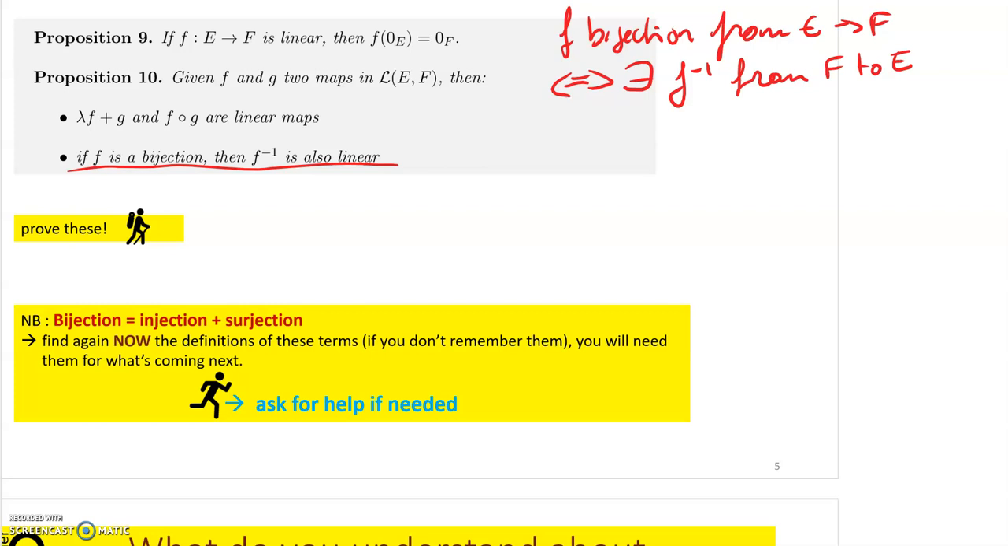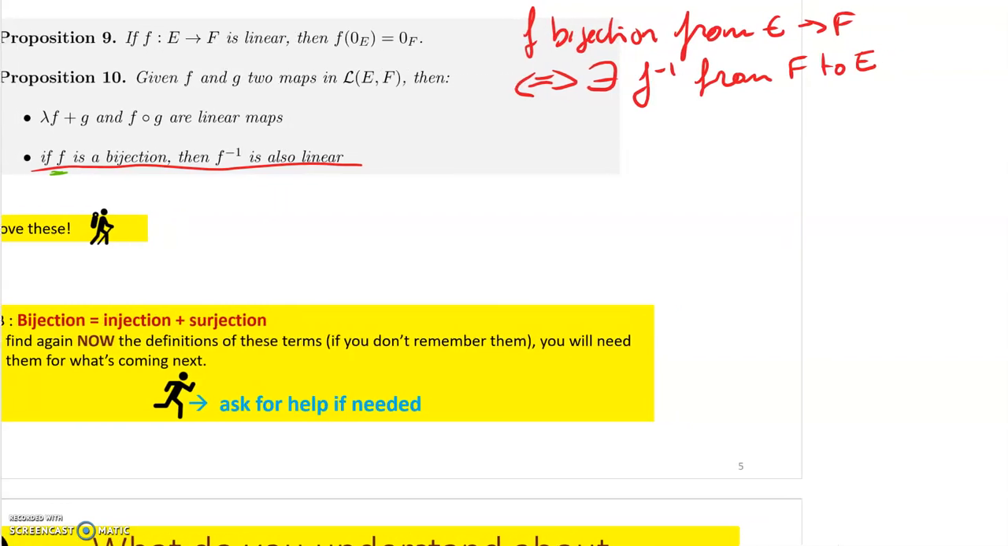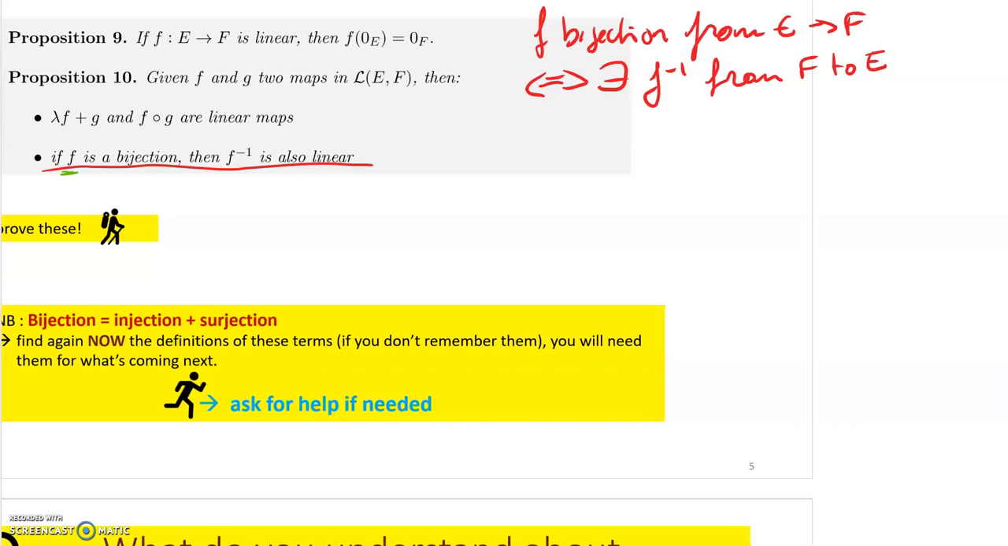Okay, now we want to prove that given f a linear map from E to F, if it is a bijection, then the inverse map is also linear. So that's very important because we're talking about this bijection concept, which is going to be very important for us from now on.